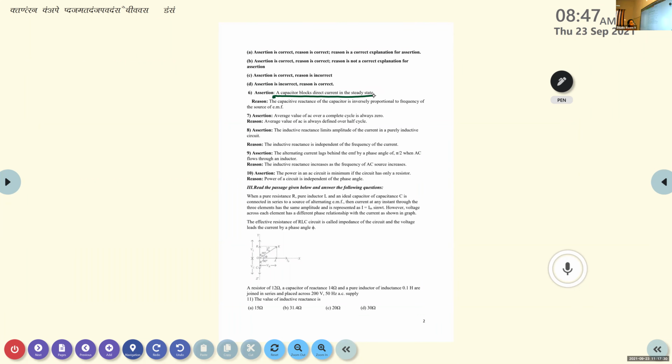Then what about the reason? The capacitive reactance of the capacitor is inversely proportional to the frequency of the source of EMF. Is it true or false, correct or incorrect? Reason: the capacitive reactance of the capacitor is inversely proportional to frequency. Capacitive reactance means chi C. Chi C is equal to 1 by C omega, where omega is the angular frequency, or we can write chi C is equal to 1 by C into 2 pi f. What does this equation imply?